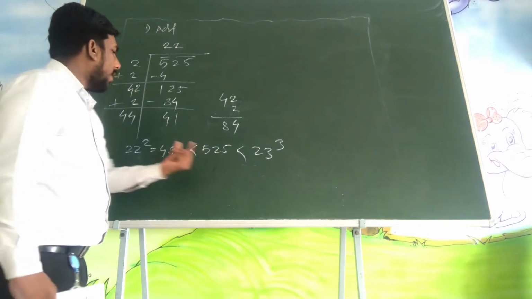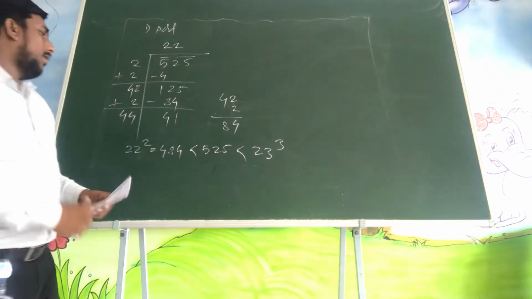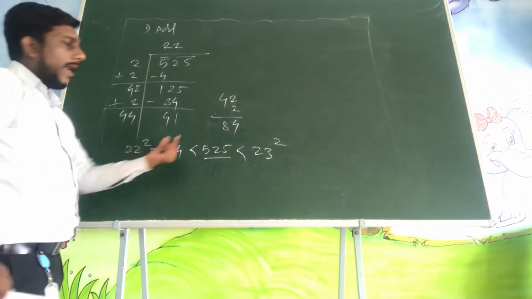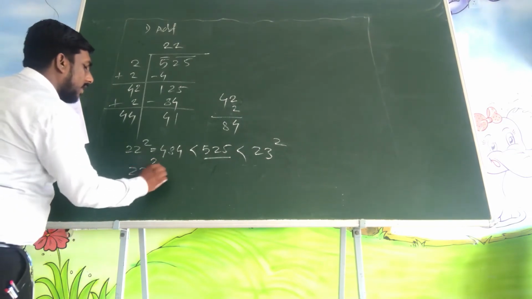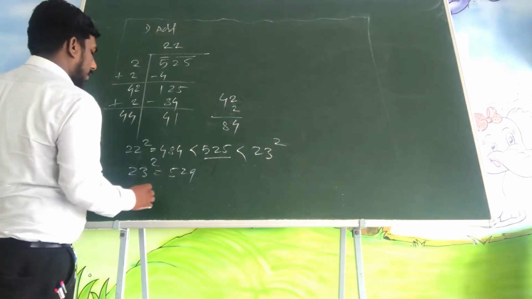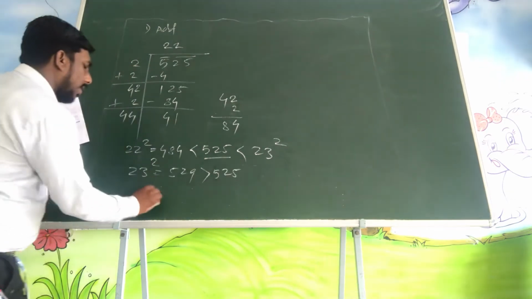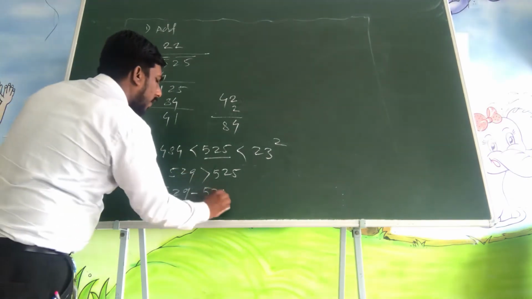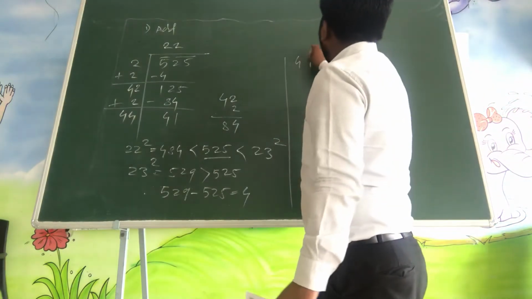525. This number lies between the squares of 22 and 23. So 23 square is what? 23 square is 529 and it is greater than 525. So we can subtract. So 529 minus 525 is going to come 4.